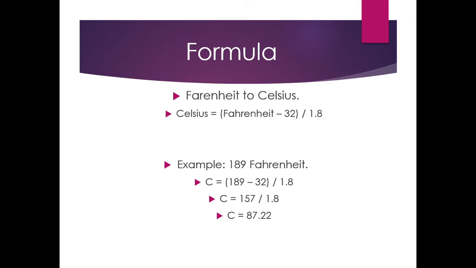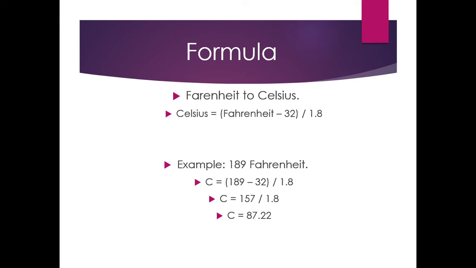Here I have an example for you. Let's suppose that you have a temperature of 189 Fahrenheit, but you don't want to use it in Fahrenheit. You want to use this temperature in Celsius. Okay, so you're going to enter the Fahrenheit degrees inside the formula. So it will be the following. Celsius equals 189 minus 32 divided by 1.8.